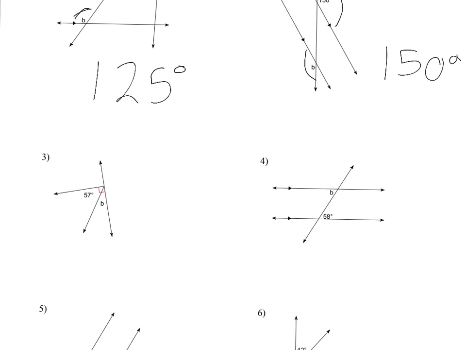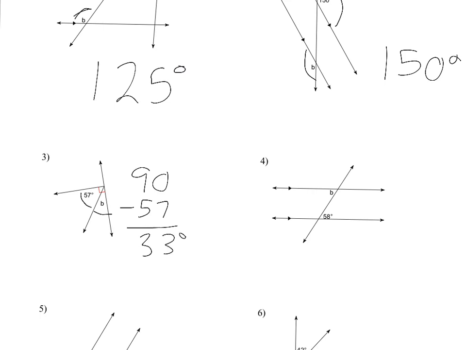Let's go down here to number 3 and 4. I think we can do these pretty quick. This angle and this angle, because of that right angle there, they are complementary. So we have to go 90 minus 57 to get 33 degrees.